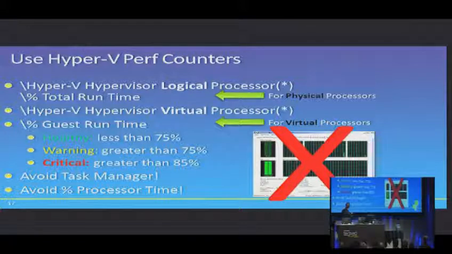Then for virtual machines, you should use Guest Runtime. Just to highlight, do not use Task Manager. I'll be showing you why in a demo later. But once you're using these counters, you can apply usual CPU logic. If you see these counters at high loads, that's an issue. You need to figure out what's causing that high load, and whether you need to move virtual machines off.